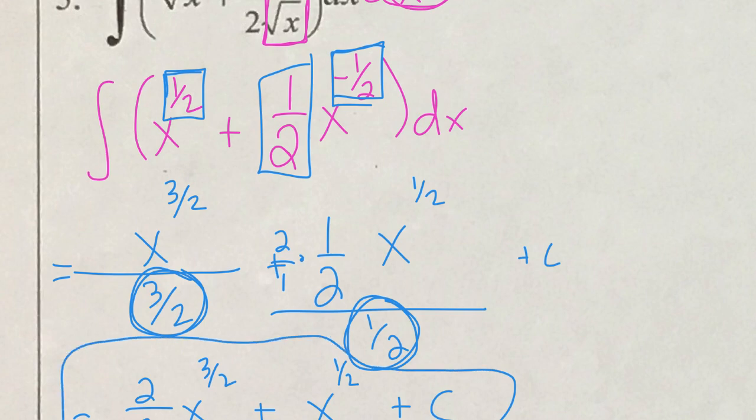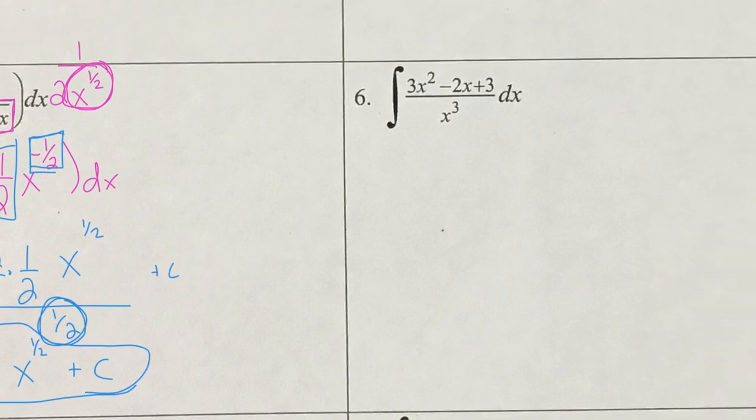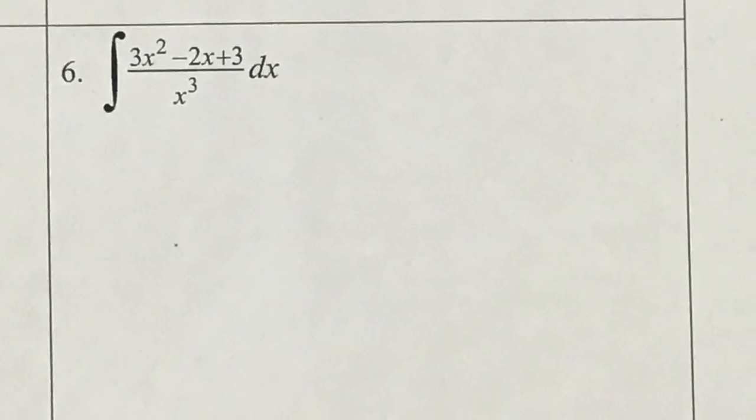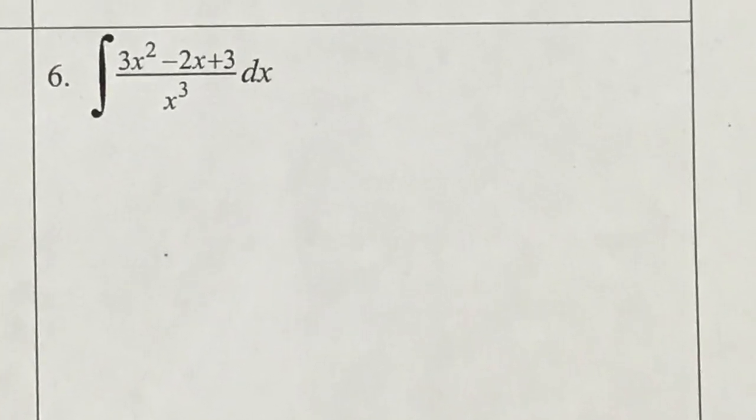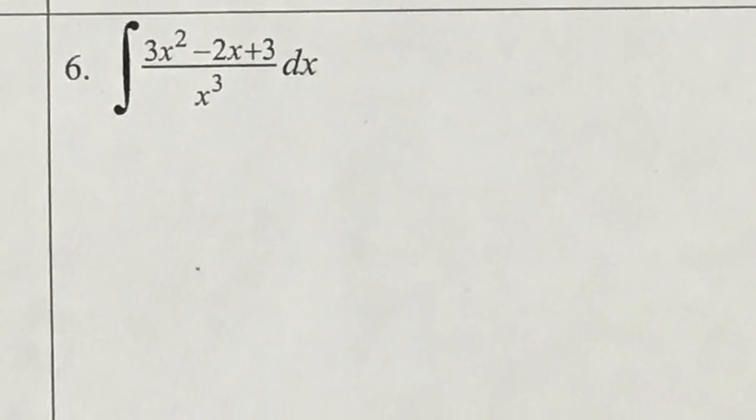So this would be your final antiderivative of your beginning integral up there of root x plus 1/2 root x. Okay, not that it's fun, but you have to take this piece by piece, like Legos. Piece by piece, one brick at a time. So looking at number 6, piece by piece.